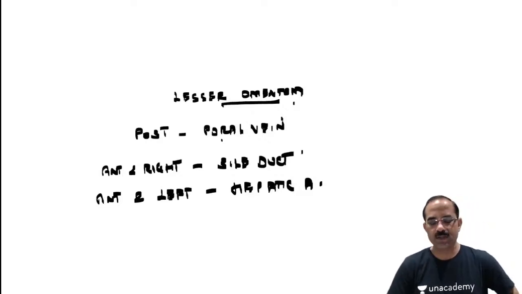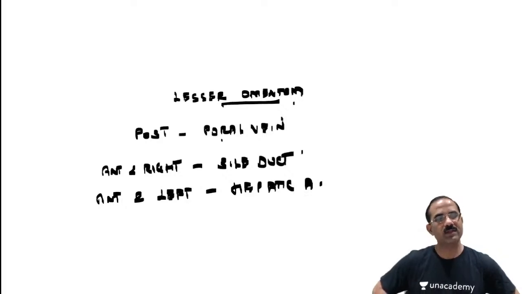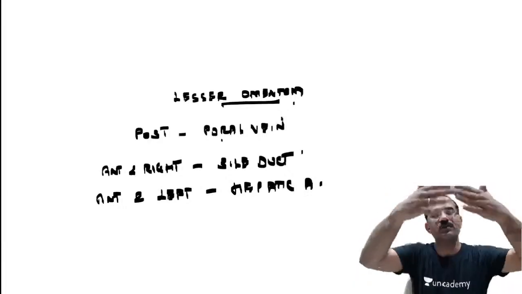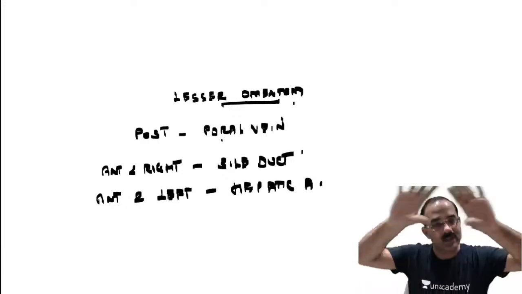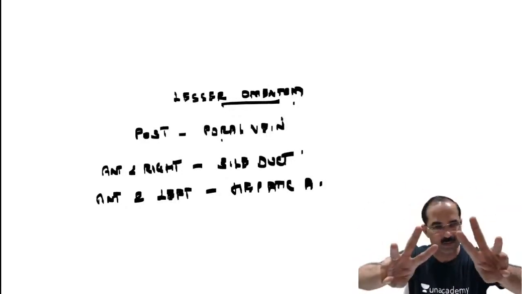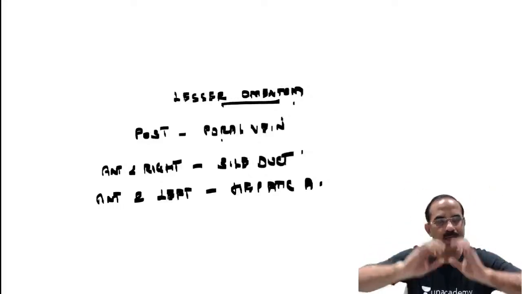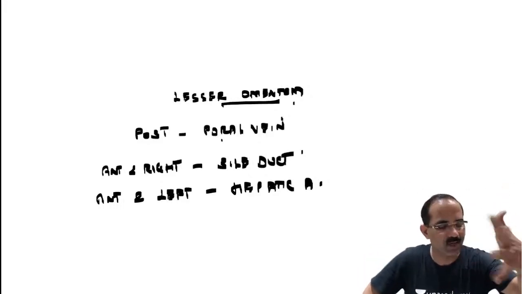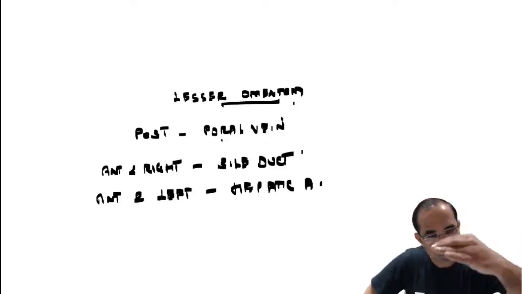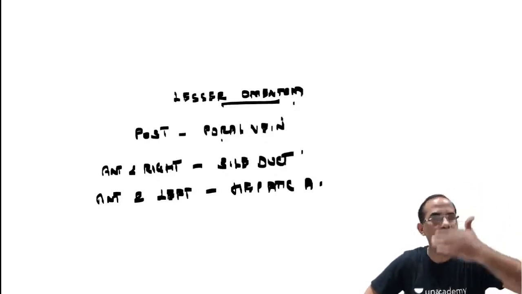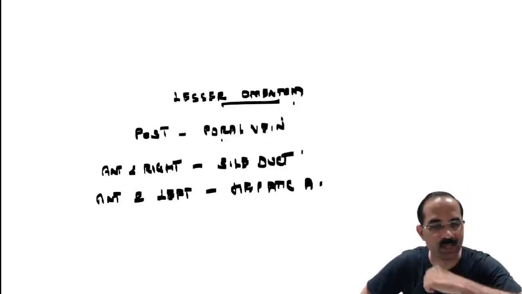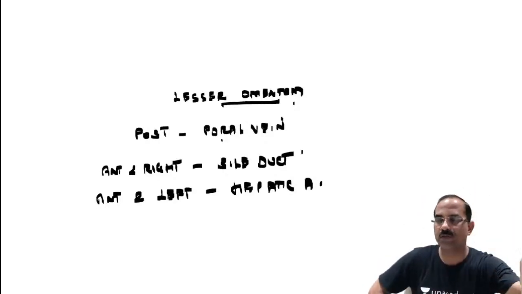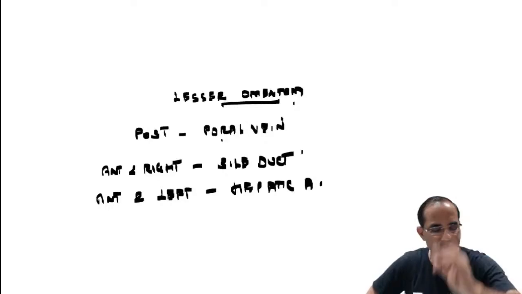I'm telling you the relations in the lesser omentum. Children, the lesser omentum is extending from the liver to the stomach, right? Within the lesser omentum, you've got three structures, correct? Hepatic artery, portal vein, and bile duct. And there's a specific relation. They're just not randomly present. Out of these three, who's the most posterior? Portal vein. To the right of the portal vein, bile duct. To the left of the portal vein, hepatic artery.